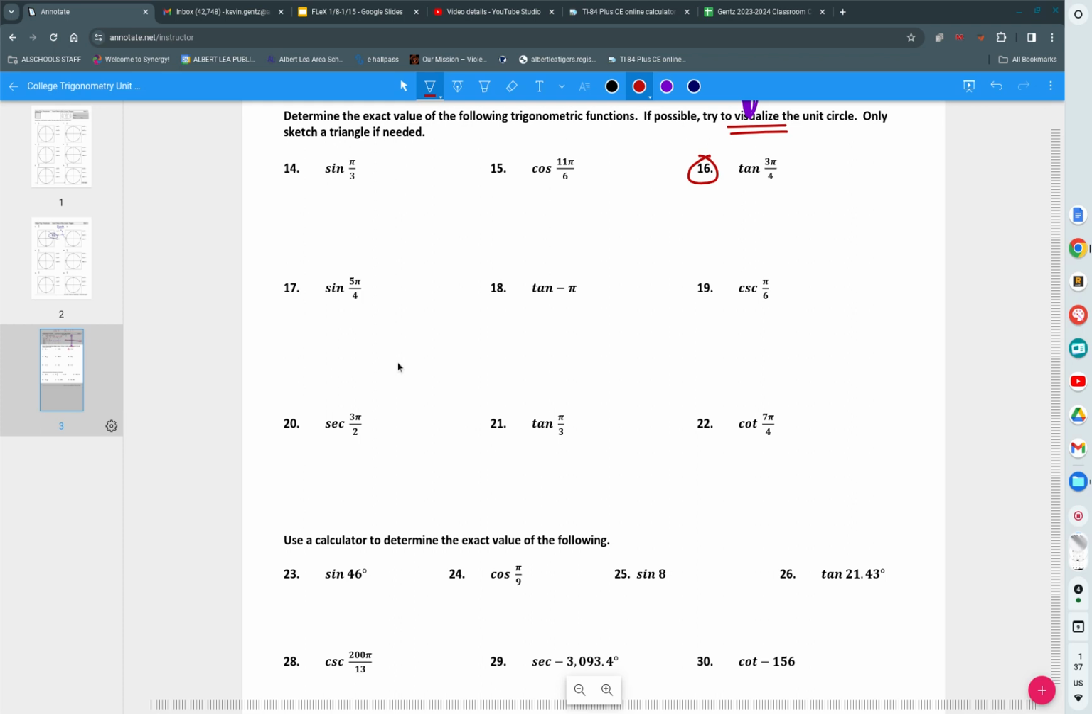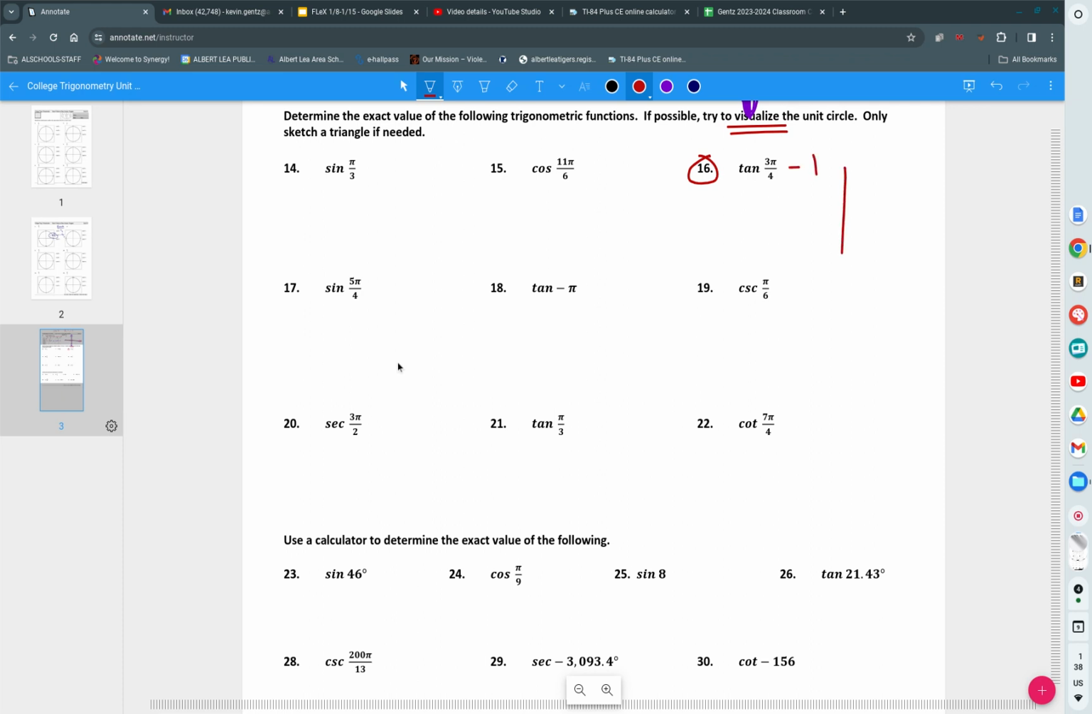So 3 pi over 4 is how many degrees? 135. What's the special triangle over 135? 45, 45, 90. Everybody got that? So if it's 45, 45, 90, it's going to be the root of 2 over 2 and the root of 2 over 2. You divide those, you're going to get a negative 1. So I know the value is negative 1.